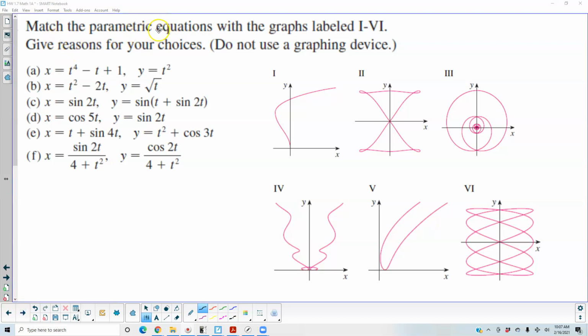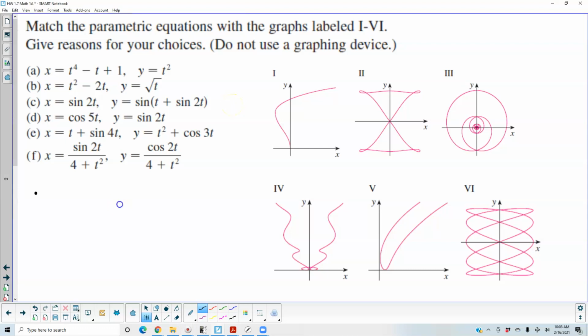Okay, here we want to match the parametric equations with the graphs labeled 1 through 6. Give reasons for your choices and do not use a graphing device. Let's take a look. We have x, which is equal to t to the fourth minus t plus 1, and y is equal to t squared.